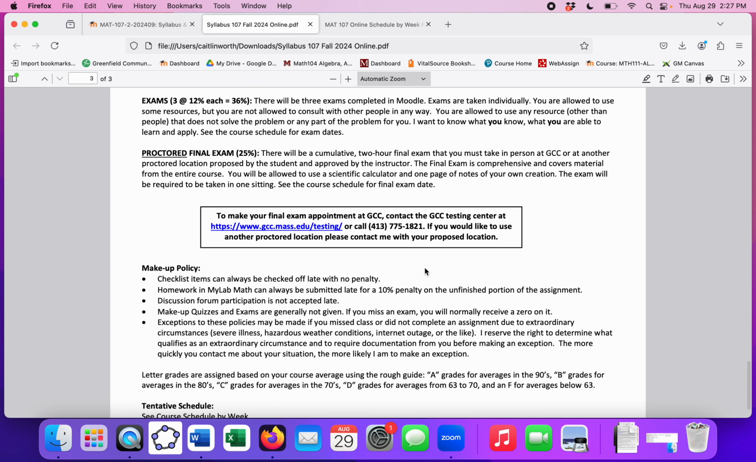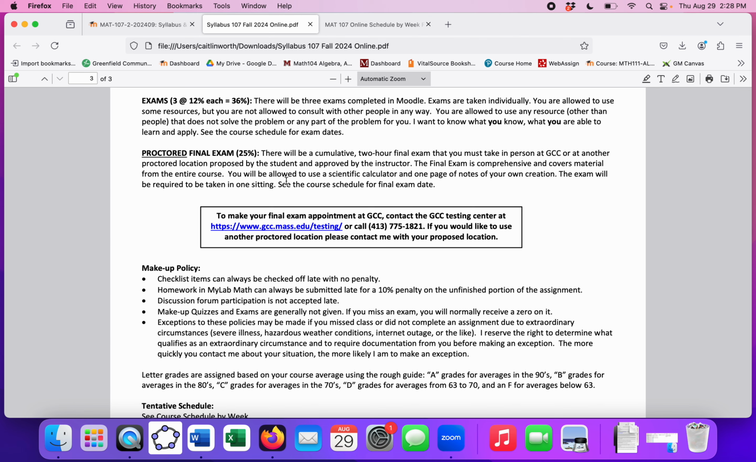Finally, we have exams. There'll be 3 exams worth 12% each, so that's 36% of your overall grade. These are taken in Moodle at home. They are semi-open resource, so you're allowed to consult your notes or the textbook or your homework problems, but you are not allowed to consult with other people in any way. And you're allowed to use any resource other than people that does not solve the problem or any part of the problem for you. So that precludes any kind of AI. So you're allowed to use resources like your notes, but not people or AI technology.